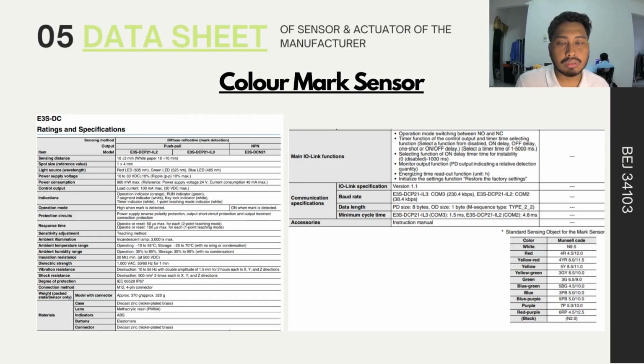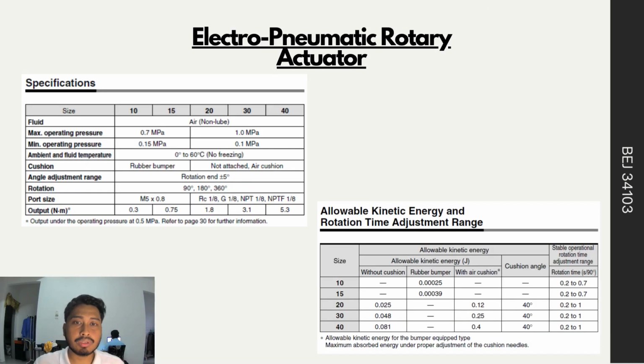Right, so for this sensor, the sensing distance for the color mark sensor is 10 millimeters, but it can reach plus minus 3 millimeters with reference to white paper. For the electropneumatic rotary actuator, the type of fluid that we use is air, which is non-lubricated, and the max operating pressure is 1 megapascal, and the minimum is 0.1 megapascal. The rotation angle that we can reach is 90 degrees, 180 degrees and also 360.